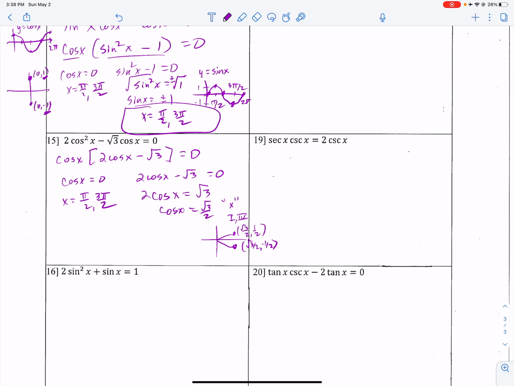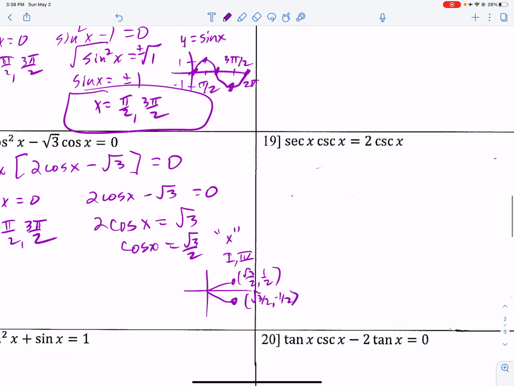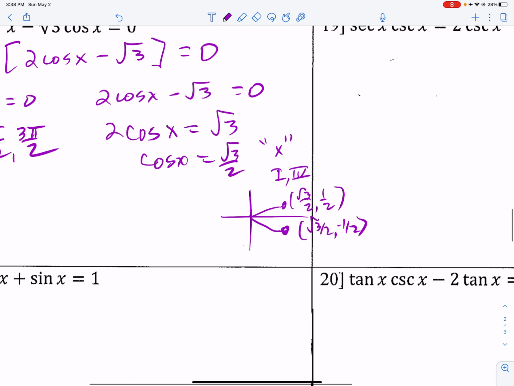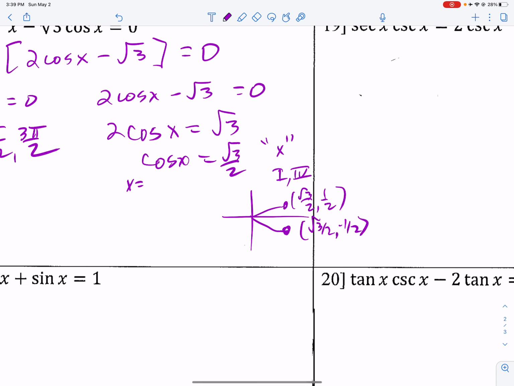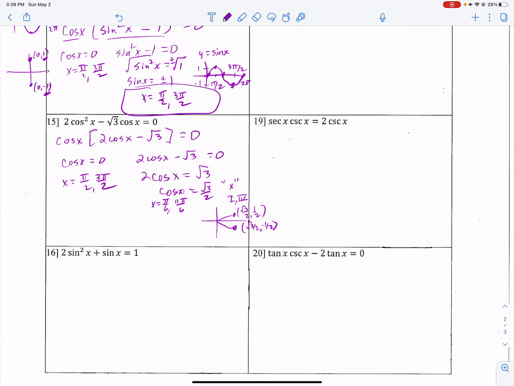Now what are those angles? x is pi 6, or x is 11 pi 6. It is that 30-degree reference angle. So you need all 4 of those, pi halves, 3 pi halves, pi 6, and 11 pi 6 for solving those.